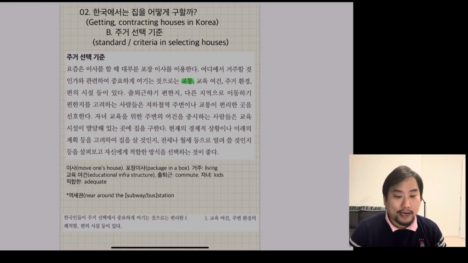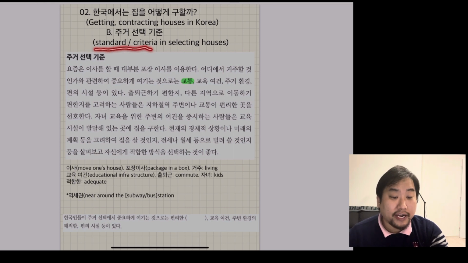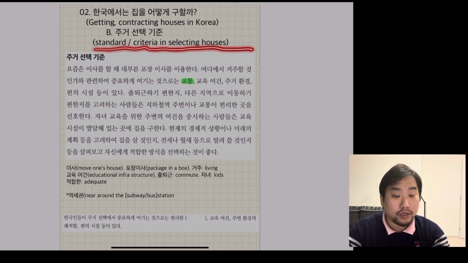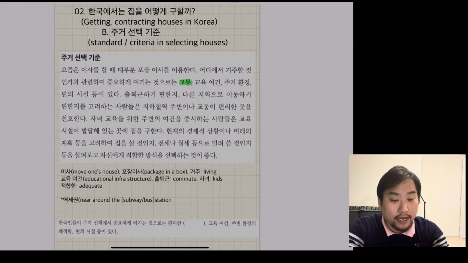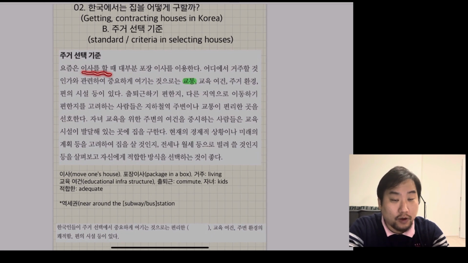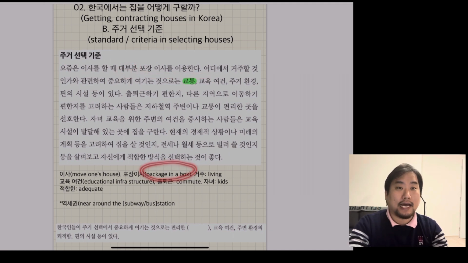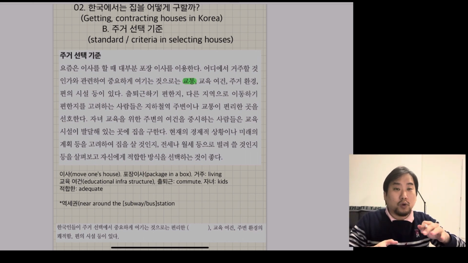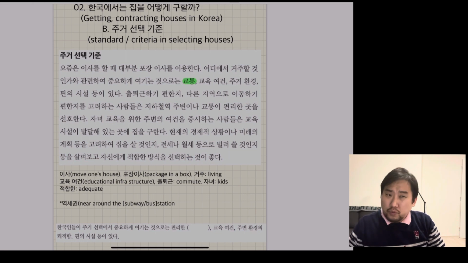So next up is standard or criteria in selecting one's house. 요즘은 nowadays 이사를 할 때 when you move to the other house or new house 대부분 usually 포장 이사를 이용한다. 포장 이사. It means 포장 is package. So package and put in the box. What other ways? Just without box?